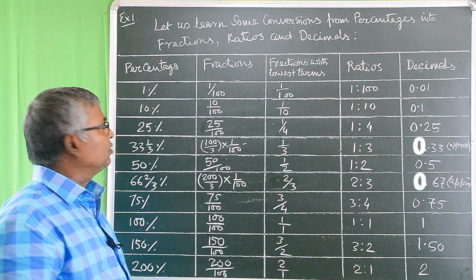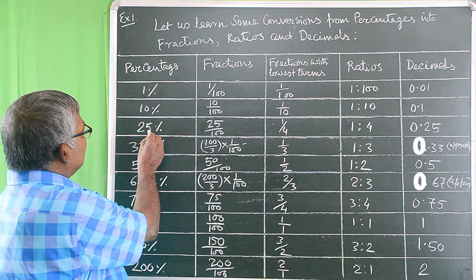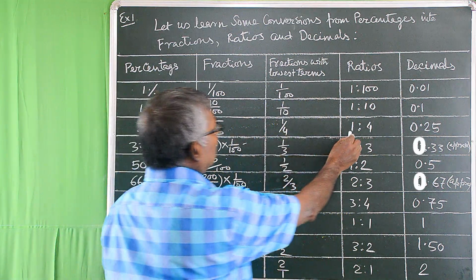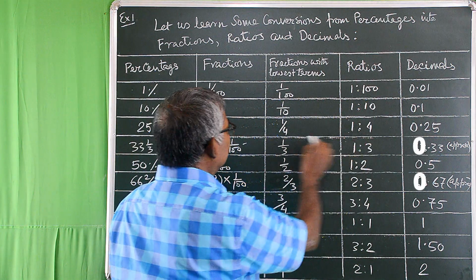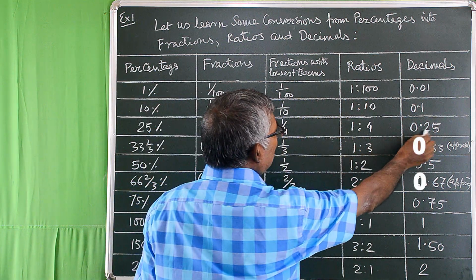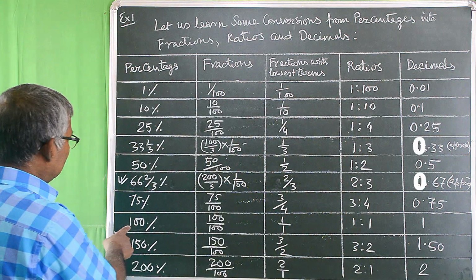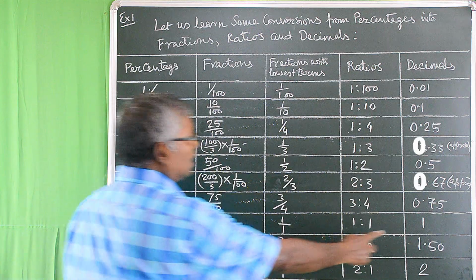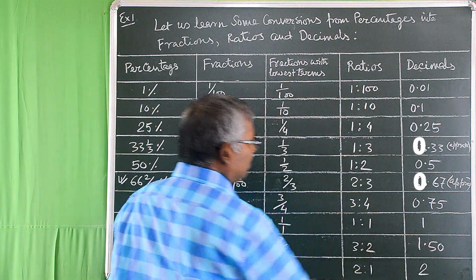Students, so from the table we can say 25% means 1 by 4, that is 1:4, and in decimal form 0.25. Let us see what is 100%. 100 by 100 equal to 1. So the number itself.